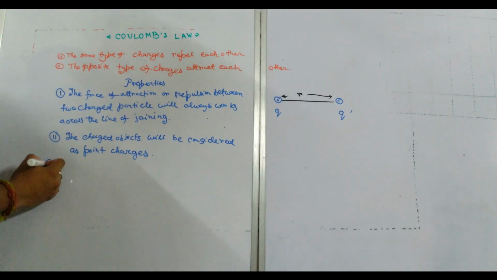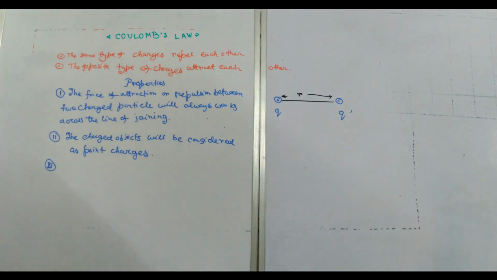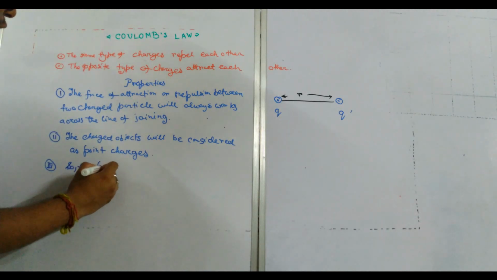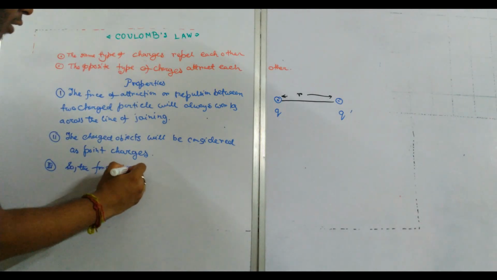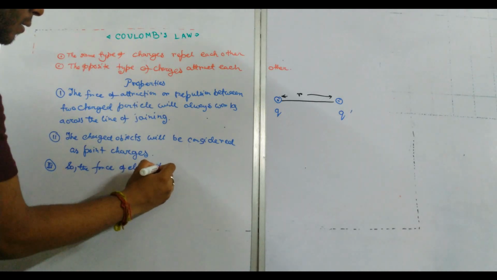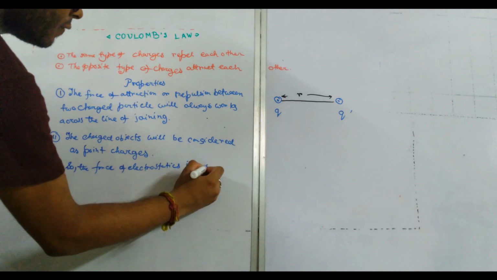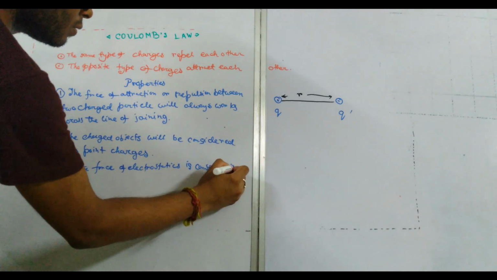Number three: Coulomb's law explains a type of force, and such a force is always conservative. So the force of electrostatics is conservative in nature.